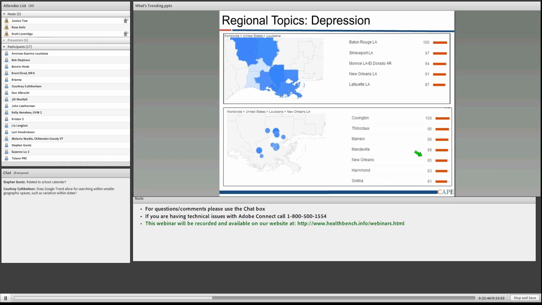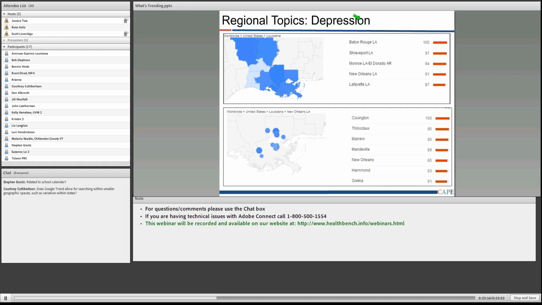Okay, Courtney had asked a question about regional areas, and here's an example of what I was mentioning. Louisiana, thankfully, when you go into more regional searches of specific terms, I could actually recognize the state of Louisiana. It's not always the case, and depending what area you're trying to look at, you might have to do some comparing to Google Maps to figure out exactly where you're at.